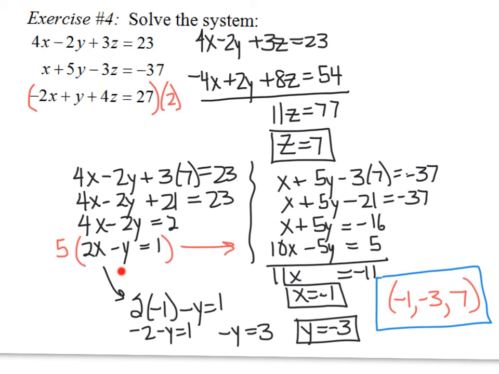I then had to work with the two equations that remained, and I had to multiply this one by a 5 so that in these two equations the 5y's would cancel. That led me to the solution that x was equal to negative 1. I then took that answer and substituted it into this equation to find my answer for y, negative 3.